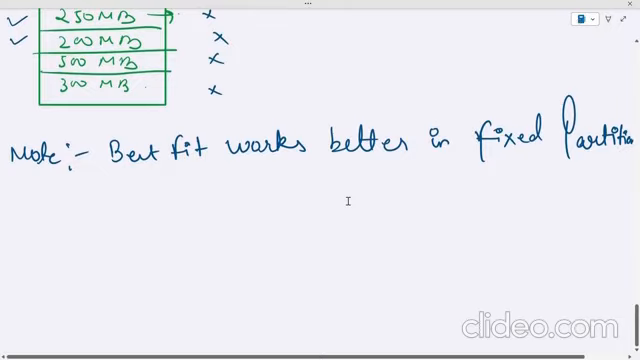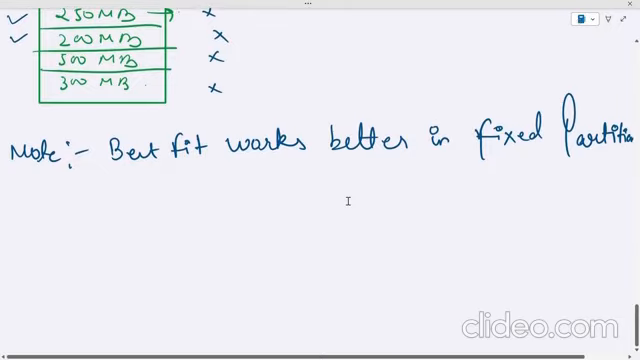Now the next concept is called dynamic partition. We will see dynamic partitioning in the next video.